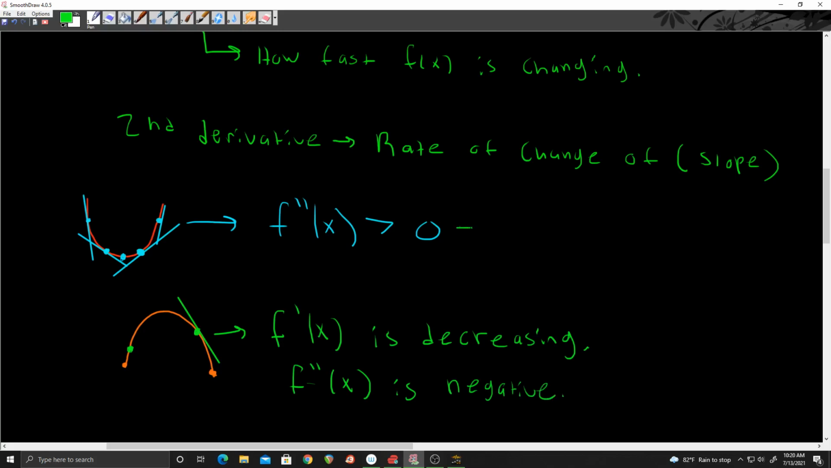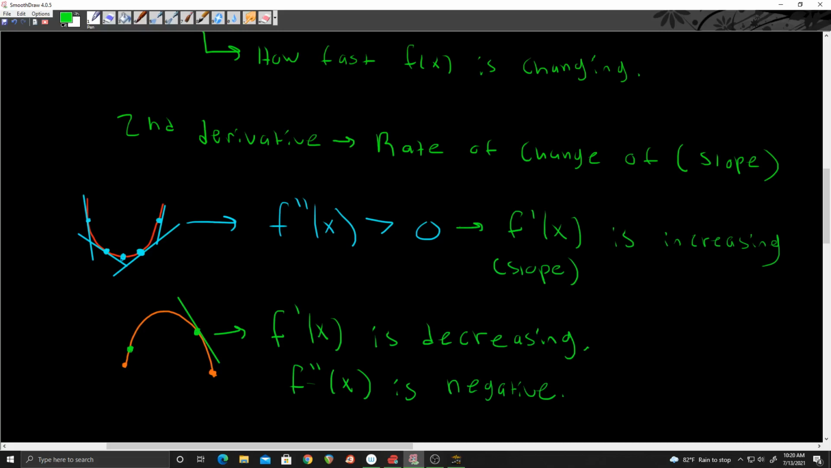Likewise, up here, this tells us that the first derivative is increasing. In other words, slope is increasing. So this is what a second derivative means. A positive second derivative means our slope is increasing, our slope is getting more positive. A negative second derivative means that our slope is decreasing, or our slope is getting more negative from left to right.